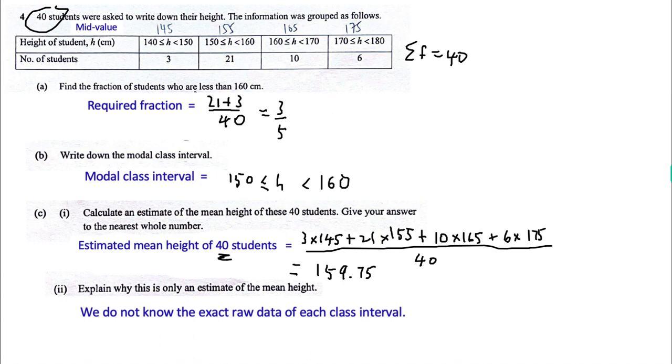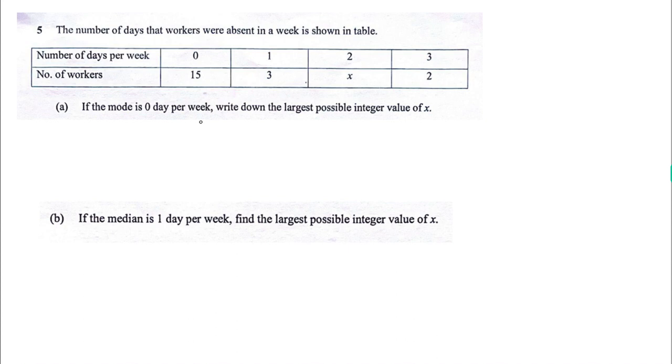Now we move on to the last question. In the last question, we have a frequency table. And in the frequency table, we have an unknown frequency. The number of workers is the frequency. It's always the score on top and the frequency below.